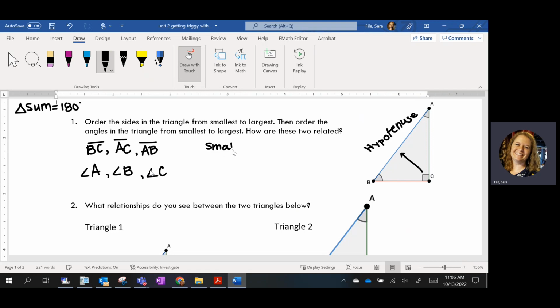So the smallest, sorry, this pen is going to drive me nuts.